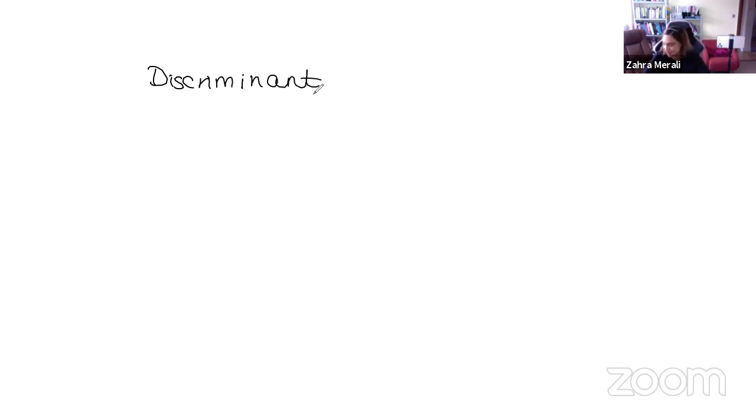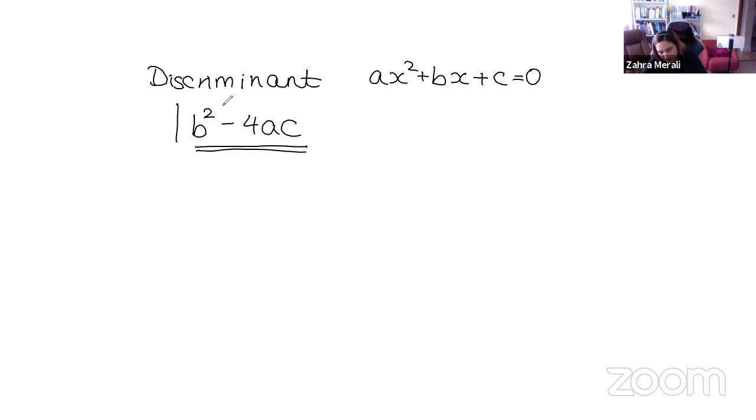Anyway, a discriminant. The discriminant is this bit, b squared minus 4ac. So remember a quadratic, ax squared plus bx plus c, and the discriminant is when it equals 0. Okay, so we have a quadratic. The discriminant is this bit of the quadratic formula. It's b squared minus 4ac. And when we work just that bit out, it tells us a few things.